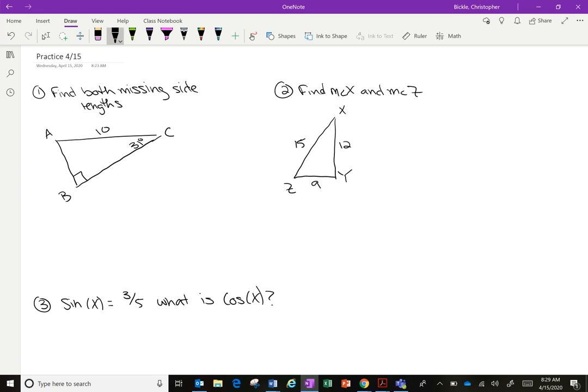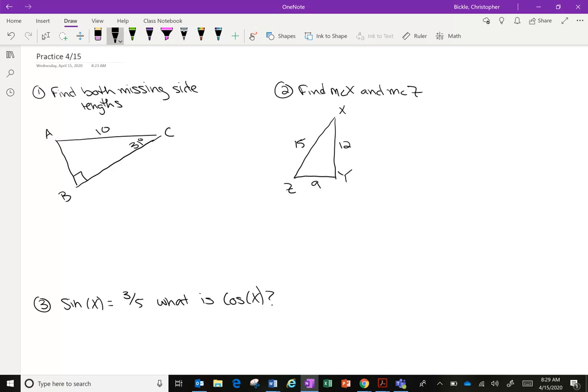So on the first problem, I'm going to have you guys find both the missing side lengths. So we're going to find the side AB and the side BC. I gave you guys a 31 degree angle here, and I gave you guys the length of this hypotenuse. Side AC is 10.